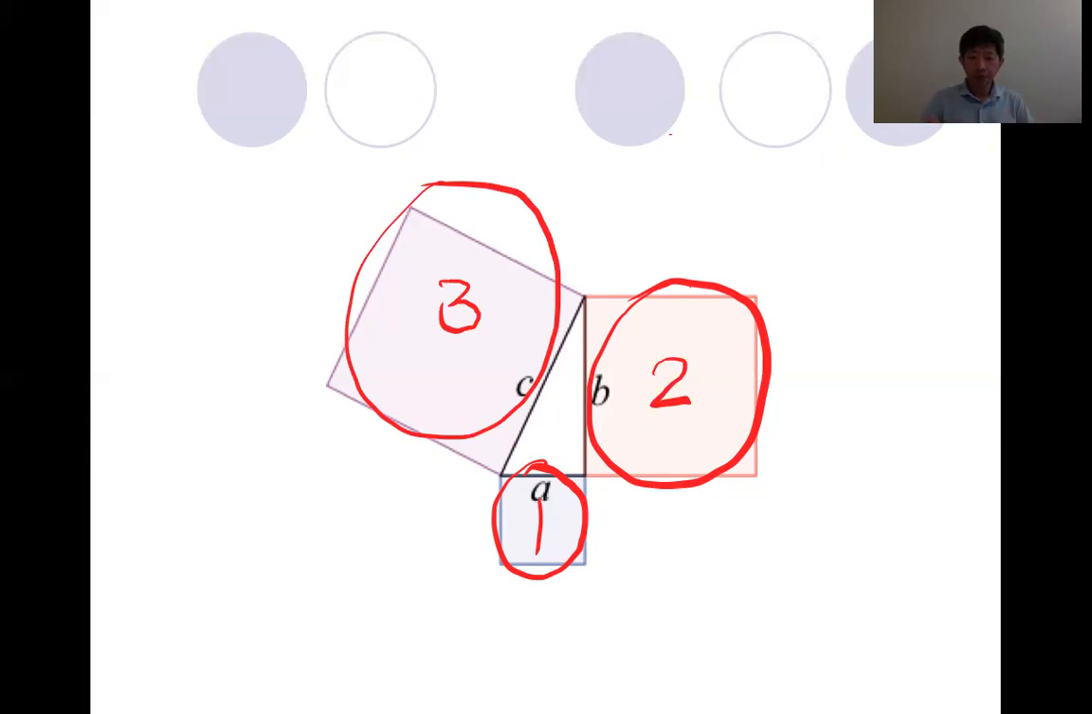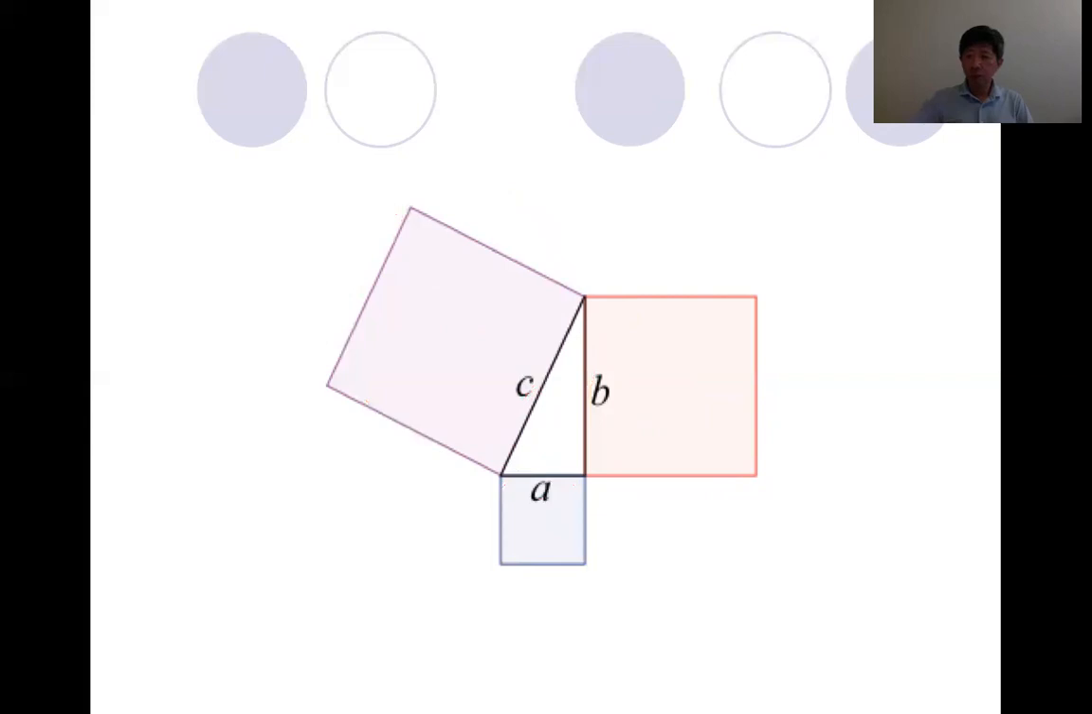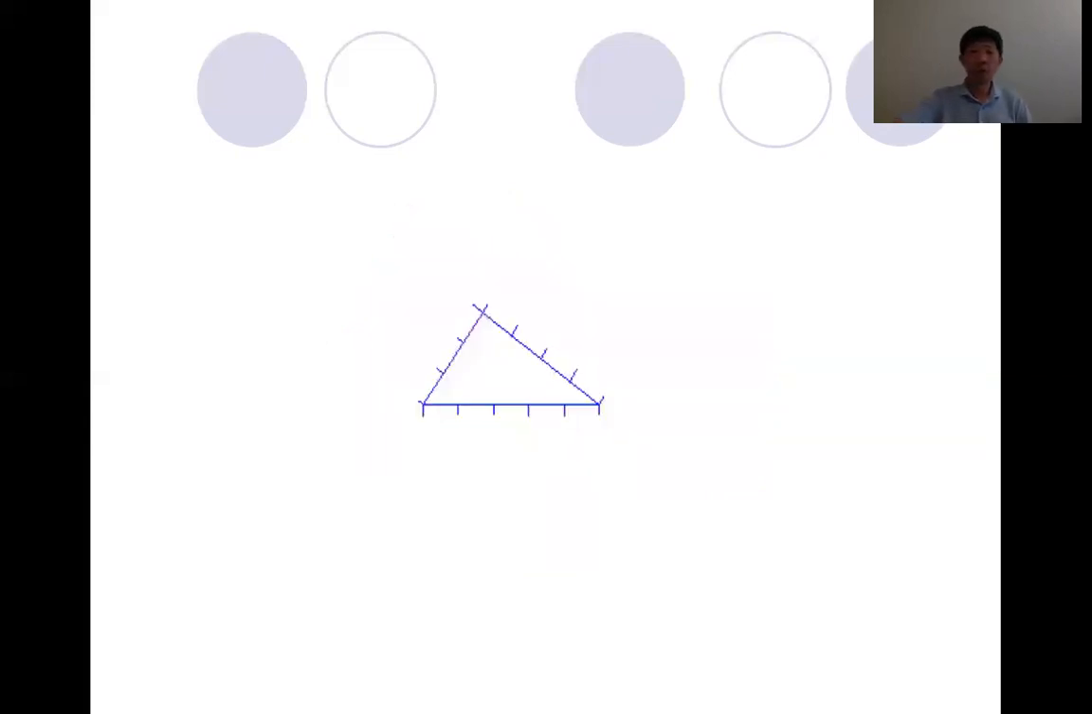Now, let's take a look at another picture like this. We can prove this. This is 3 units, 4 units, and 5 units, right? 3, 4, 5. The right triangle is right here, and the right angle is right here. So this is a right triangle, with sides 3 units, 4 units, and 5 units.